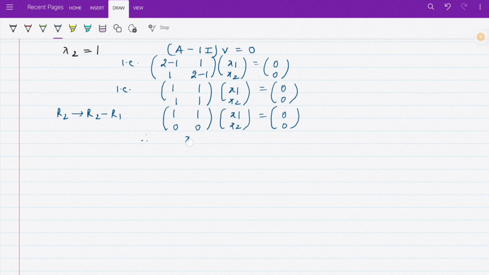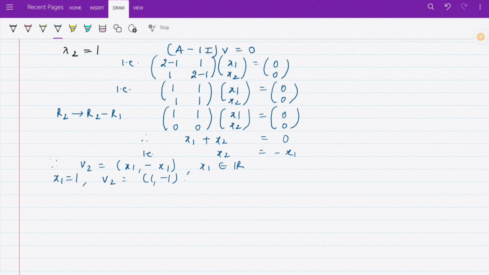Therefore, we have x1 plus x2 is equal to 0, which gives us x2 is equal to minus x1. Therefore, we get v2 is equal to [x1, minus x1], where x1 is a real number, is the eigenvector corresponding to lambda 2 equal to 1. Again, if we put x1 as 1, we get v2 is equal to [1, negative 1].